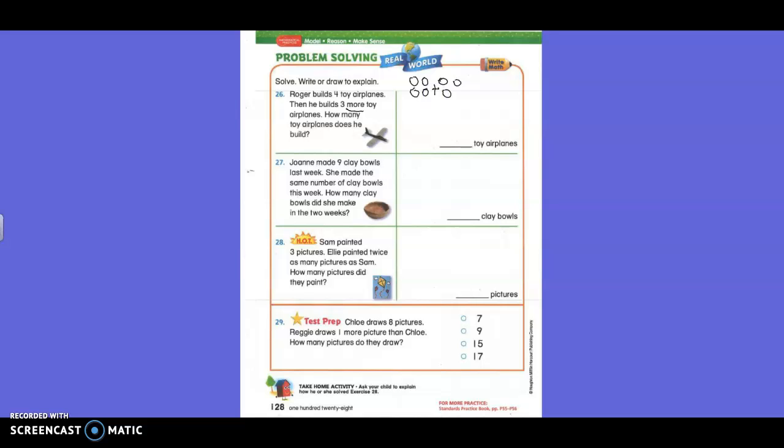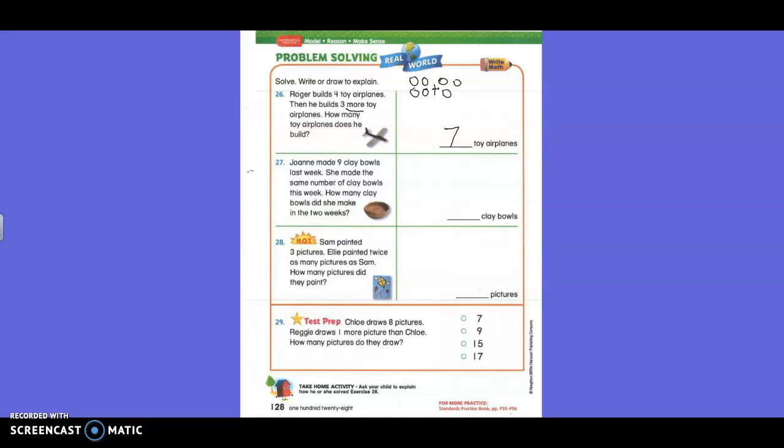Okay, so we have 4 circles plus 3 circles. How many total circles is that then, Lena? 7. So then we have our answer of 7 toy airplanes, right? Okay. And luckily they do your labels for you. All right, let's do number 27.